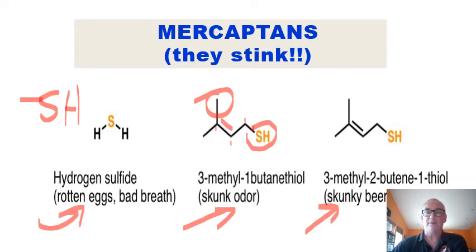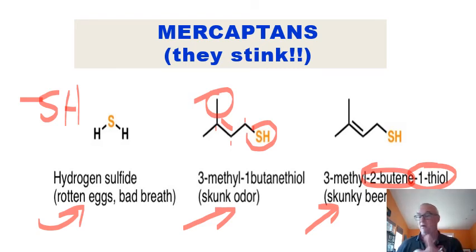And so that would be 3-methyl-2-butene-1-thiol. So we give a number for the thiol because that could be anywhere. It could be on the end, it could be in the middle, it could be pretty much on any of the carbons. So we have to say where it is when we're dealing with mercaptans.